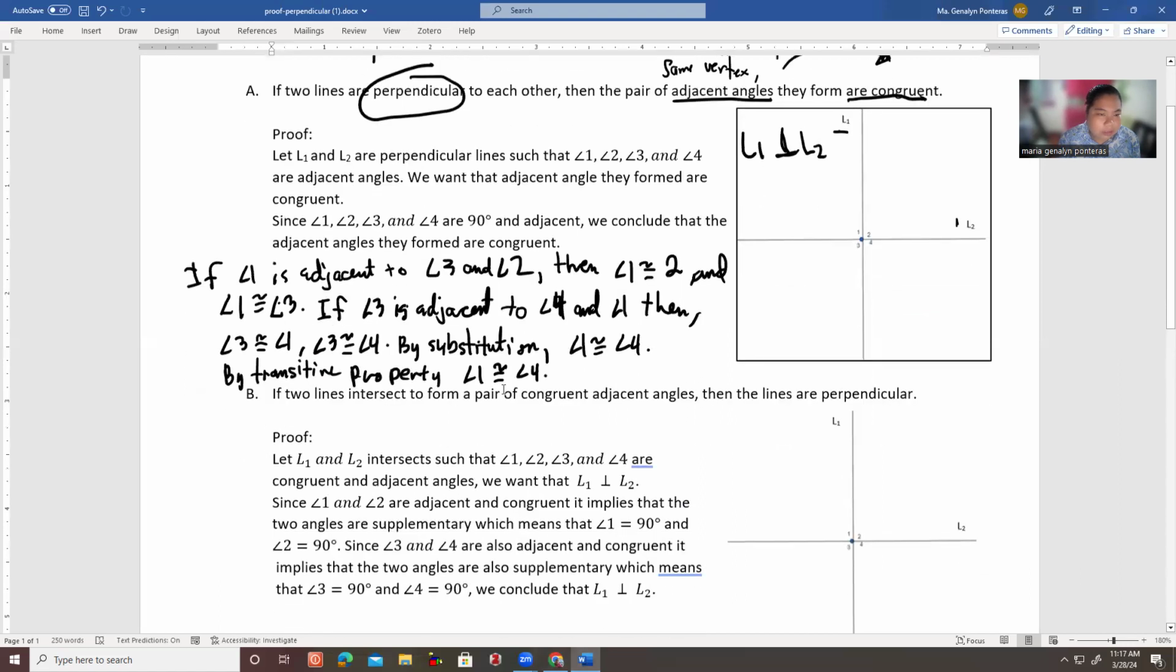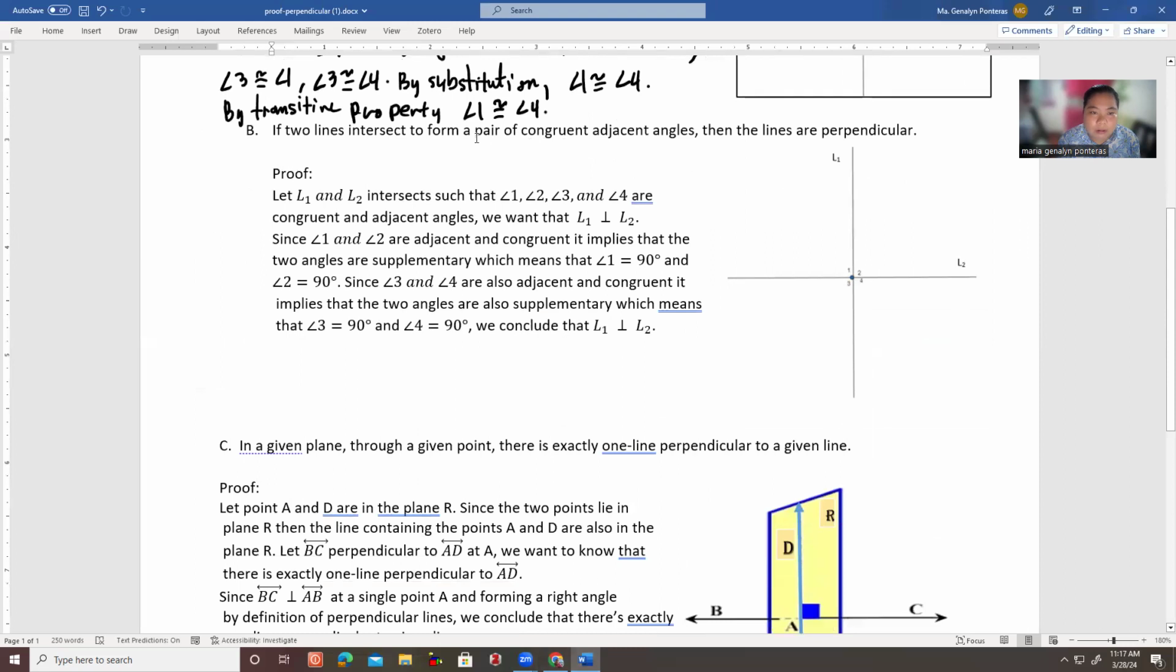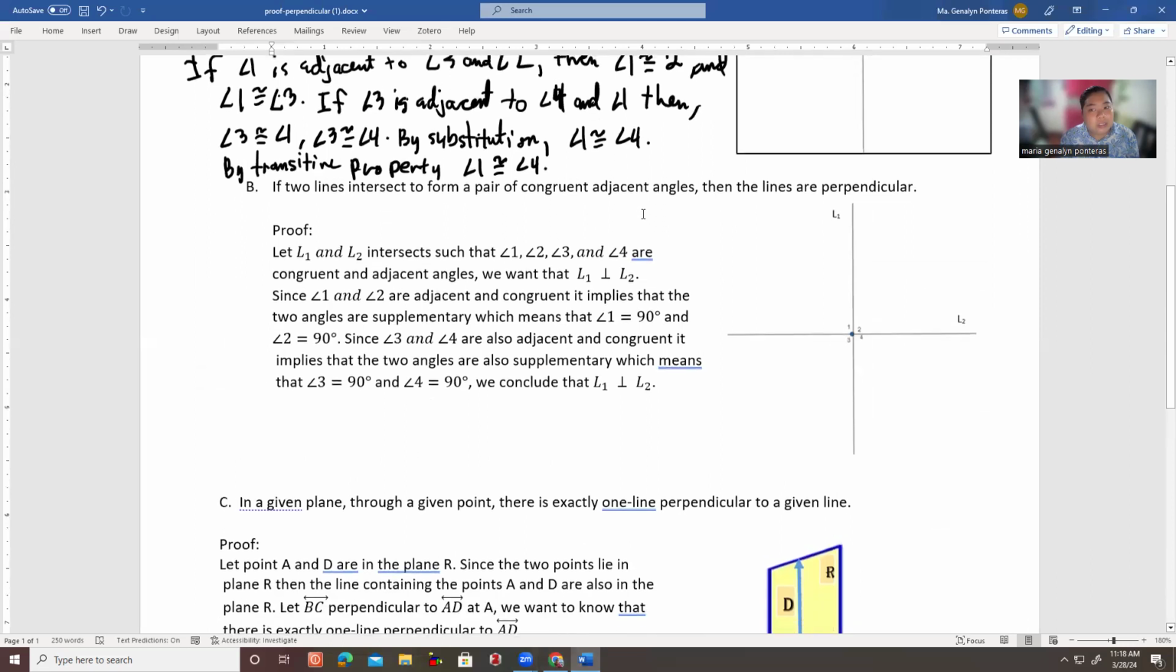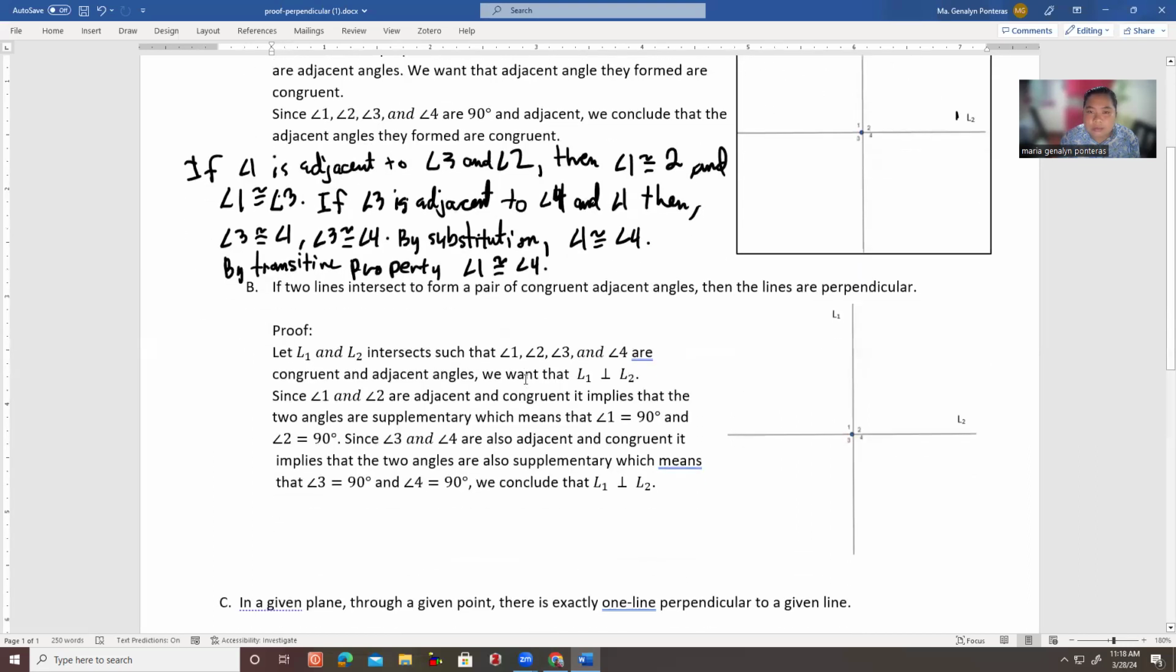Okay, now let's have the second one. If two lines intersect to form a pair of congruent adjacent angles, then the lines are perpendicular. This is the converse of our first statement, wherein our hypothesis becomes the conclusion and the conclusion becomes the hypothesis. So we want to know if the converse is true. Two lines intersect to form a pair of congruent angles, then the lines are perpendicular.